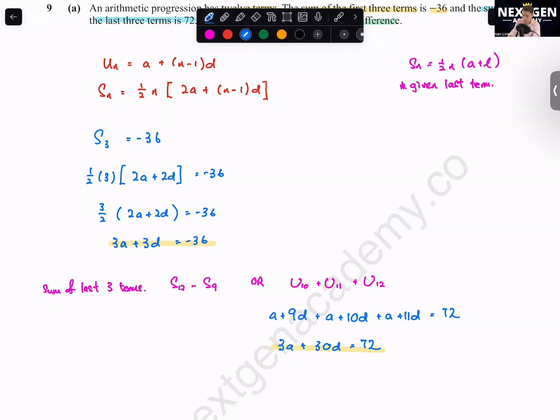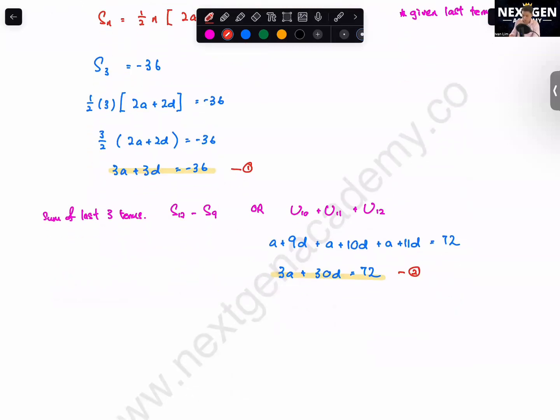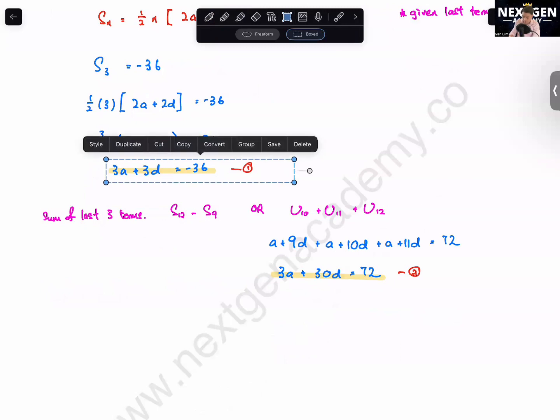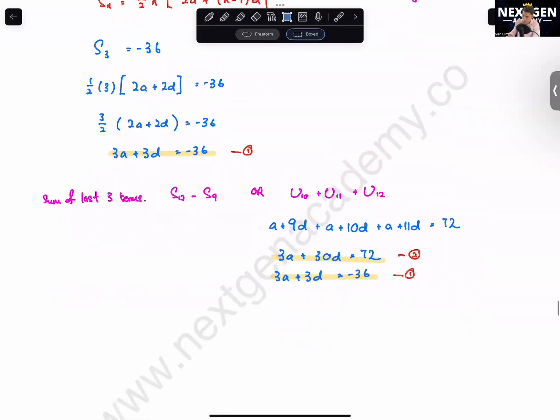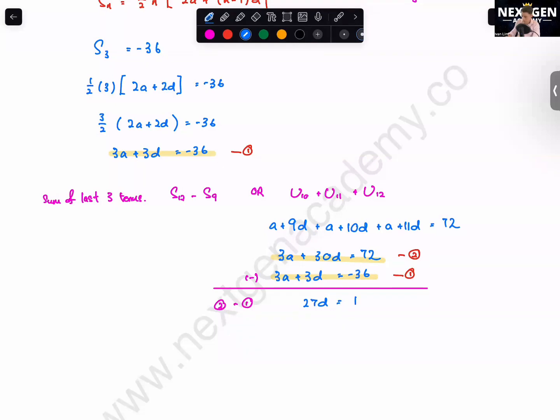If you want to make a the subject, or d equals something, it doesn't matter. I won't go into detail on all the different steps. I think you should all know how to do this. I'm going to do elimination here. If you want to do substitution, also can. I'm going to take equation 2 minus equation 1. 30d minus 3d, I get 27d. 72 minus 36, I get 108. d equals 108 divided by 27, which is 4. As long as you get 4, it should be correct already.